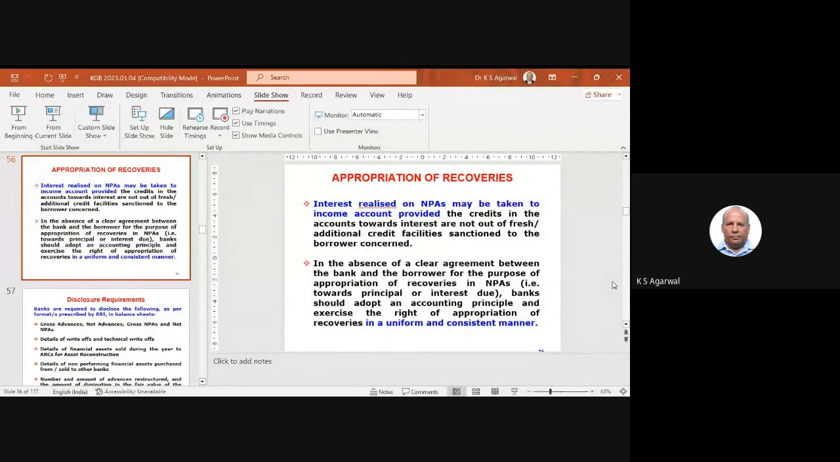Appropriation of recovery in NPA. The Reserve Bank has given discretion to the bank. They say you may decide the order. It may be cost, then interest, then principal. It may be cost, then principal, then interest. Normally banks first recover the cost, and for interest and principal they may change the order of recovery. But whatever order is decided by the bank in its policy has to be applied to all the borrower accounts. No changes can be made.